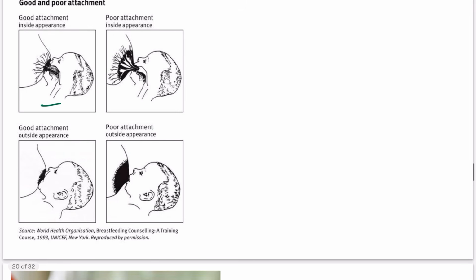If the attachment is good, the output would be better. It would be a pleasant experience for the baby as well as the mother. Otherwise, it is going to be painful for the mother, and also baby won't be getting enough milk output. So very important signs of good attachment and good positioning.